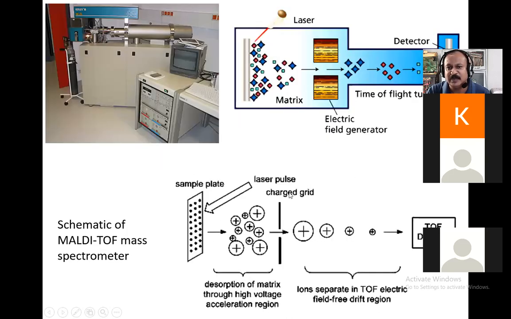This is a schematic figure that will help you to better understand it. This is the actual instrument here. This long tube is the flight tube. In this flight tube, if this is MALDI plus TOF together, MALDI you already know, matrix assisted laser desorption ionization. So here we have a protein sample.